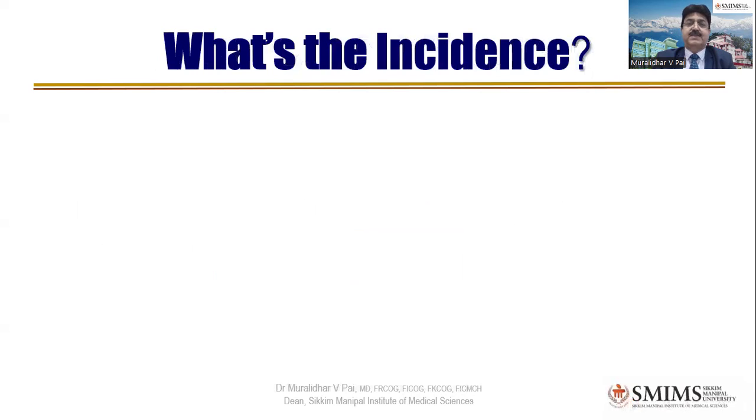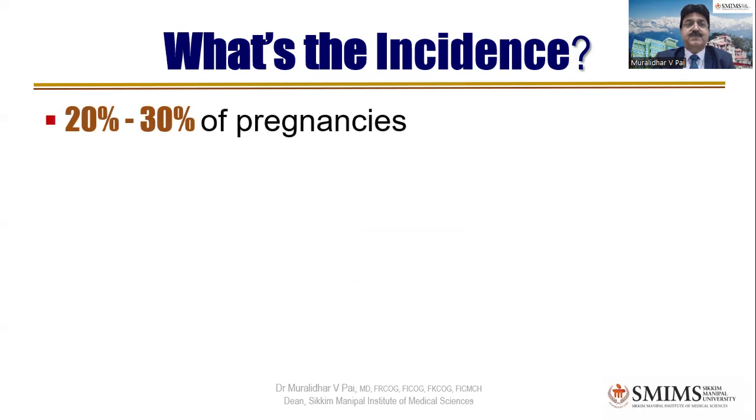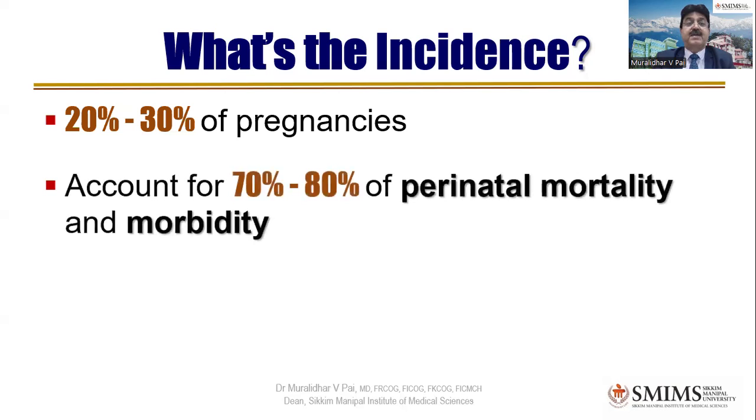What is the incidence of high risk pregnancy? We must have an idea about it, isn't it, before we learn about it. It is very high. 20 to 30% of pregnancies, almost one third of pregnancies are high risk pregnancies. And if you don't recognize and take timely action, a good number of them will have complications. They account for 70 to 80% of perinatal mortality and morbidity. This 30% of high risk pregnancies account for almost 80% of perinatal mortality and morbidity. That's why it's very important to recognize them early and tackle them early.